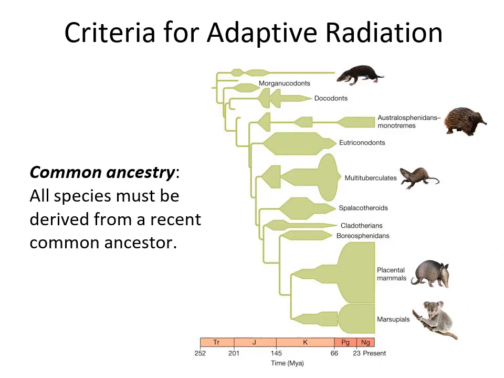So let's talk really briefly about what we would expect to see for adaptive radiation to occur. If this is going to occur in the first place, a big assumption of adaptive radiation is we're starting off from a small number of groups and becoming much more diverse. So the very first criteria is going to be common ancestry. All the species should be derived from a recent common ancestor.